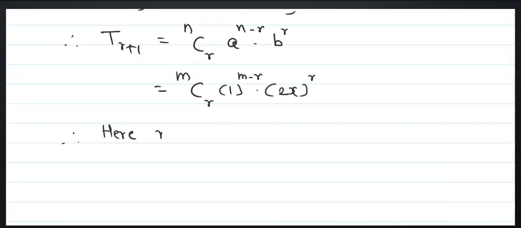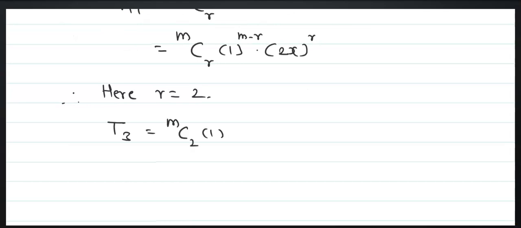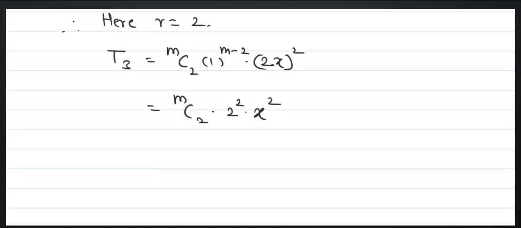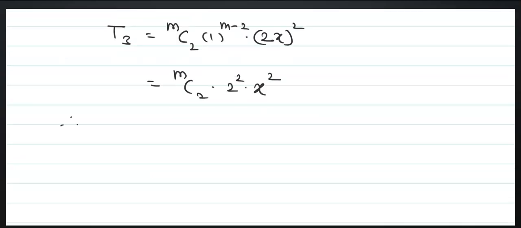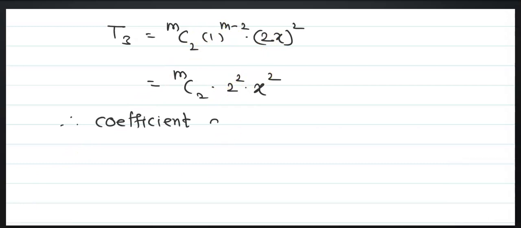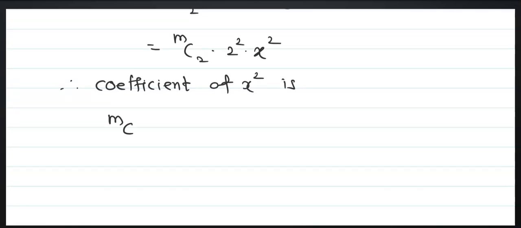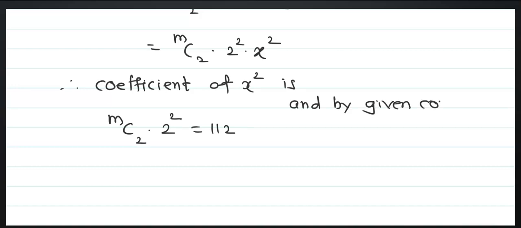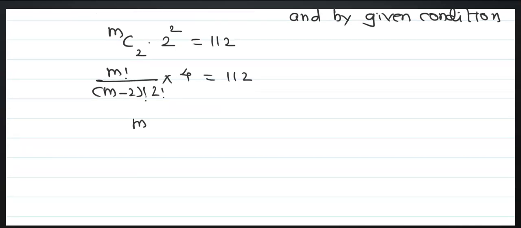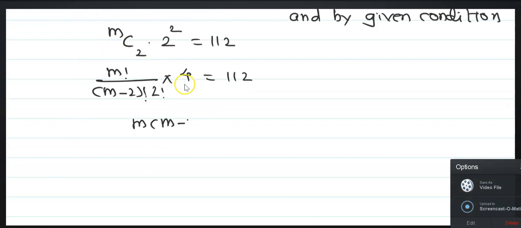Now next, r is equal to 2. That is T3 is equal to mC2, 1 raised to m minus 2, and (2x) raised to 2. Therefore mC2, 2 raised to 2. Now 1 raised to m minus 2 means what? 1. And here 2 raised to 2 and x square. Therefore the coefficient of x square is mC2 into 2 raised to 2, which is 112. Therefore by the given condition, m factorial upon (m minus 2) factorial into 2 factorial into 4, since 2 raised to 2 is 4, equals 112.